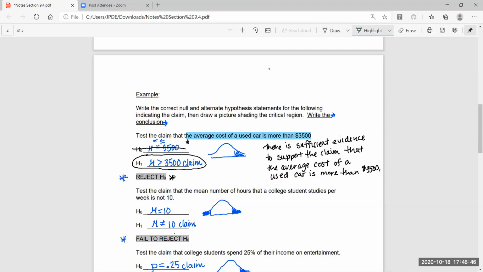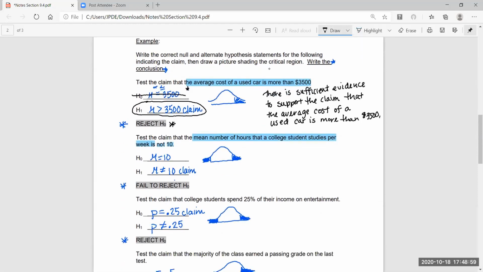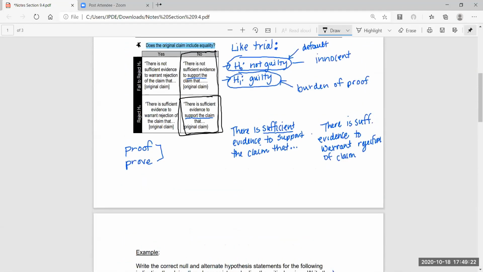Okay, next one. Test the claim that the mean number of hours that a college student studies per week is not 10. All right. So we're looking at this. It says fail to reject. We're not rejecting that. We're keeping that. So it looks like it is equal to 10. Let's find our conclusion. We have a fail to reject, and our claim does not have an equals.